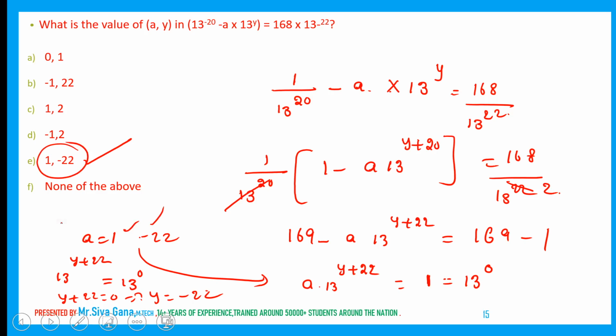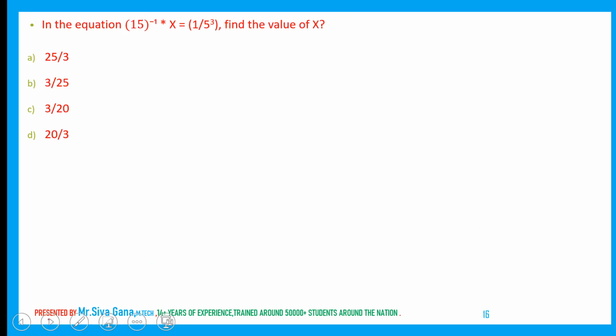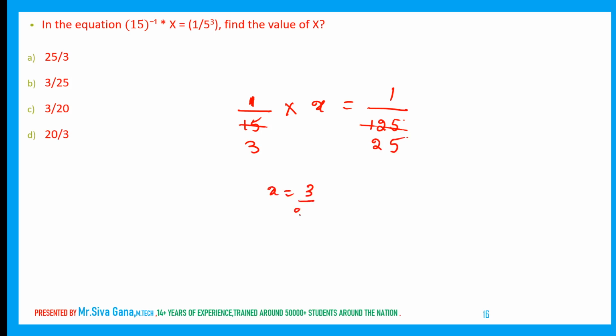Apply your smartness. In this equation, find the value of x. Very simple: 15 power minus x, that is 1 by 15, into x is equal to 1 by 5 cube, which is 125. 5 3s, 5 2s, 5 5s. So x is equal to 3 by 25, which was there in the options. Simple questions they are asking.